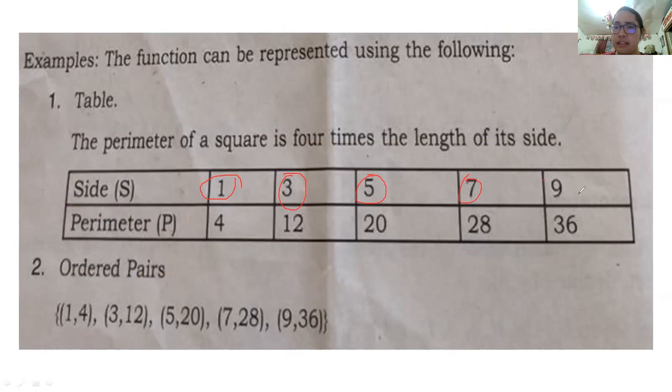Can you see any values of your x that repeats? There's none. 1 does not repeat, 3 does not repeat, 5 does not repeat, 7 does not repeat, 9 does not repeat. So meaning to say, your x is unique. Therefore, this is an example of a function.